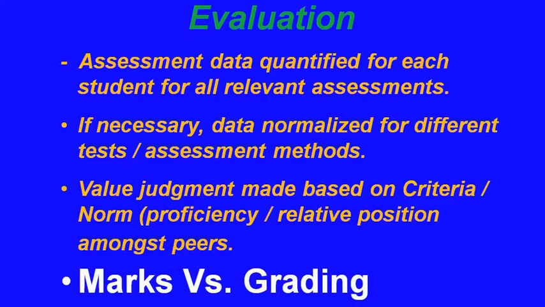If the total marks are now chalked together, you might find somebody's got 90%, somebody's got 95%, somebody's got 45%. This is the final assessment. This is the final evaluation. That means we are telling who is better than who and to what extent. This is evaluation. If necessary, data can be normalized for different tests and assessment methods.